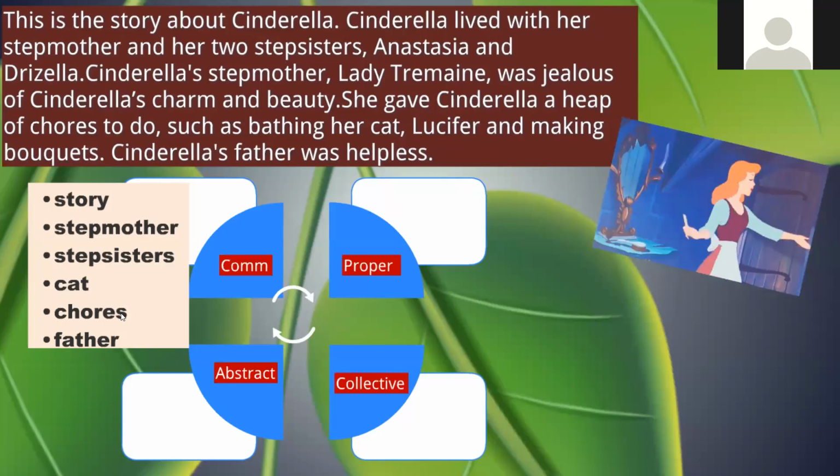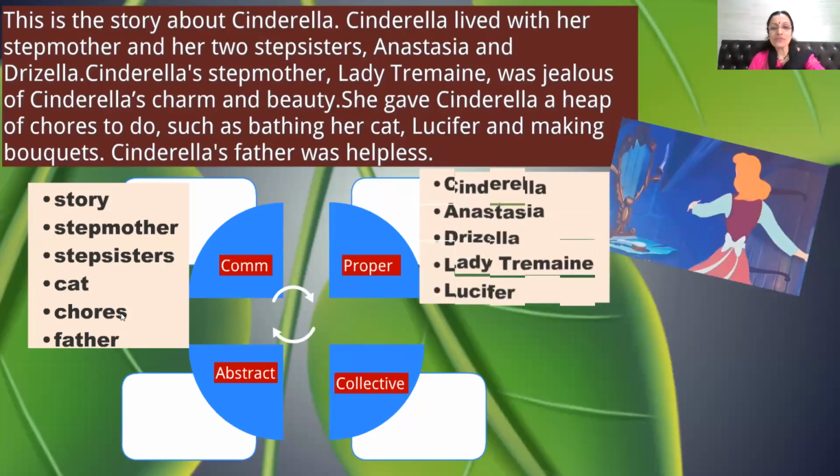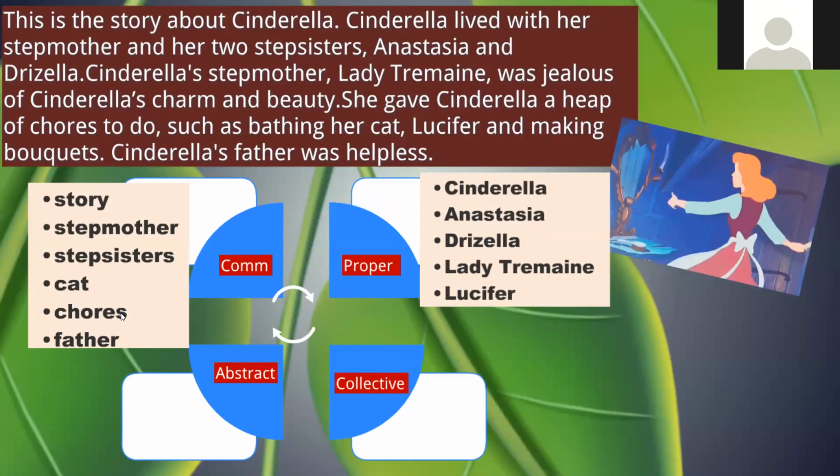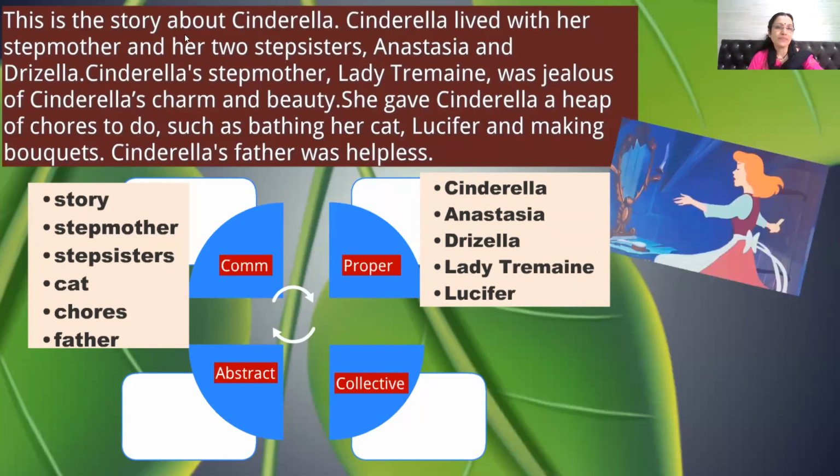Bouquets. Now, proper nouns: Cinderella, Anastasia, Drizella, Lady Tremaine, and Lucifer. Okay. Now abstract. You have to tell me.